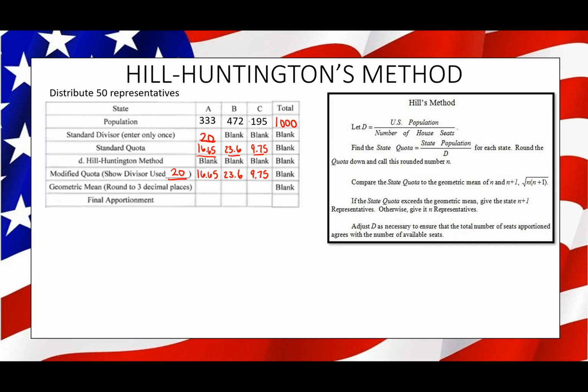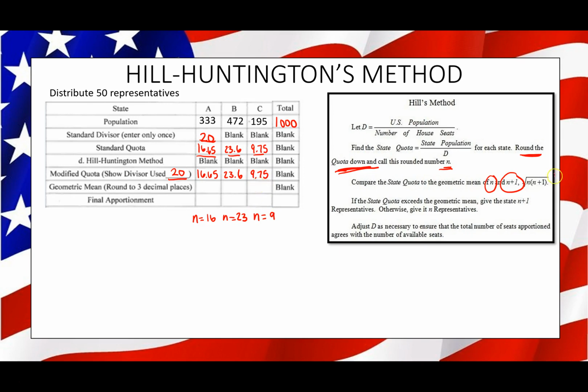All right. We have to find the geometric mean. The geometric mean requires us to find values of n and n plus 1. N is the quota rounded down. Okay, so round the quota down and call this n. So for example, here n is equal to 16. See how I'm rounding this down? Okay, what's n going to be here? N is going to be this rounded down, which in this case is a 23. In this case, rounding 9.7 down, I get n equals 9.